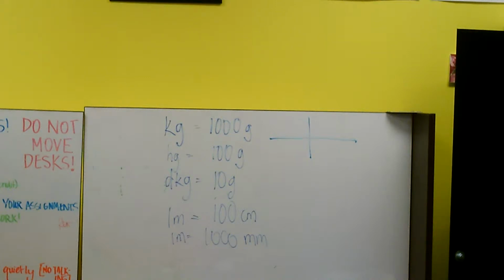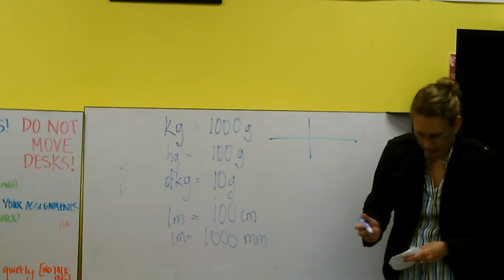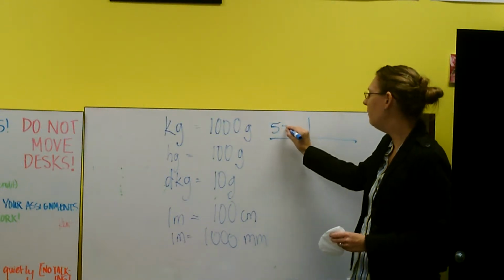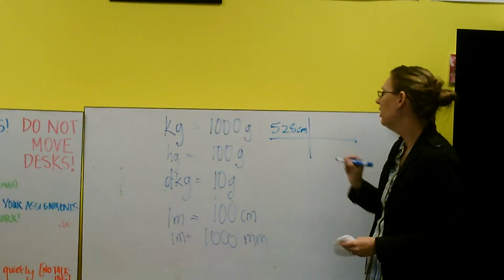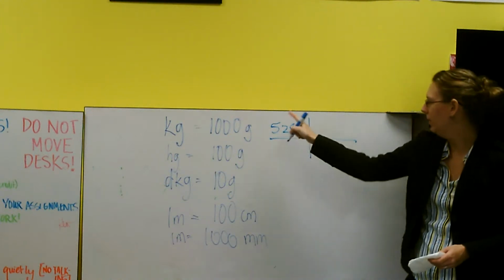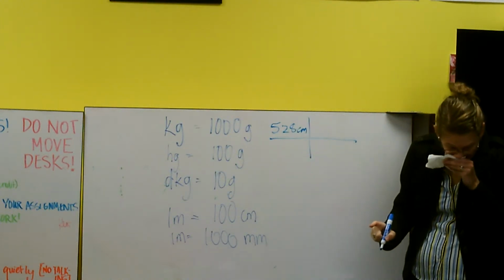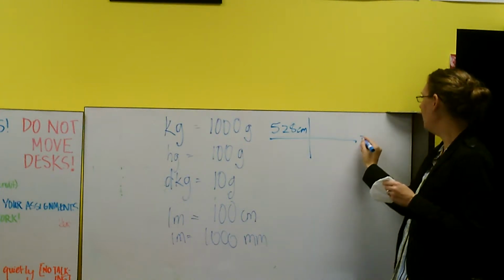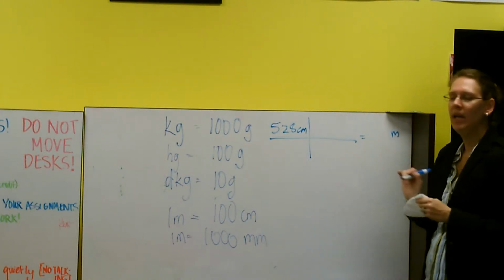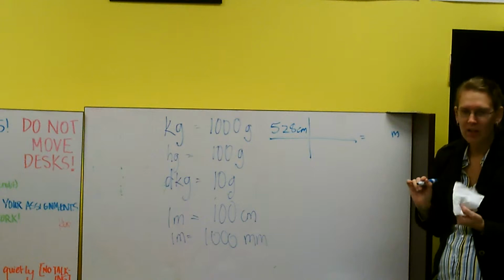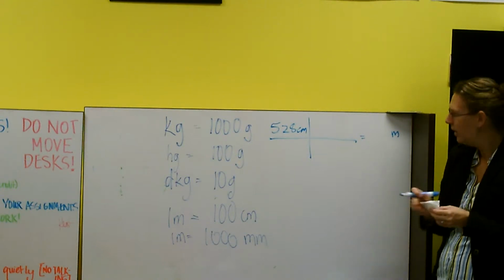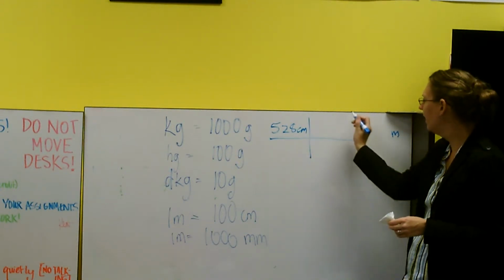Somebody help me out. What's my known? My centimeters. How many centimeters do I know that I have? That's me. 528, exactly. So I'm going to put 528 centimeters over here in my little table. And I know I need to convert to meters, so my answer over here is going to have to be in meters, right? So now I need to figure out my unit conversion. What needs to go in this space here?